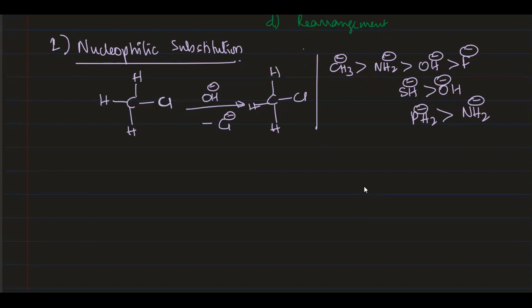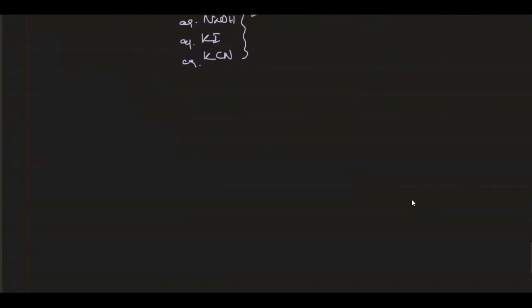Generally this process is brought about by reagents like aqueous KOH, NaOH, that also should be aqueous, or it can also be KI, KCN. All these types of ionic compounds which can furnish a good concentration of nucleophiles are used. So the general mechanism I would like to discuss here.